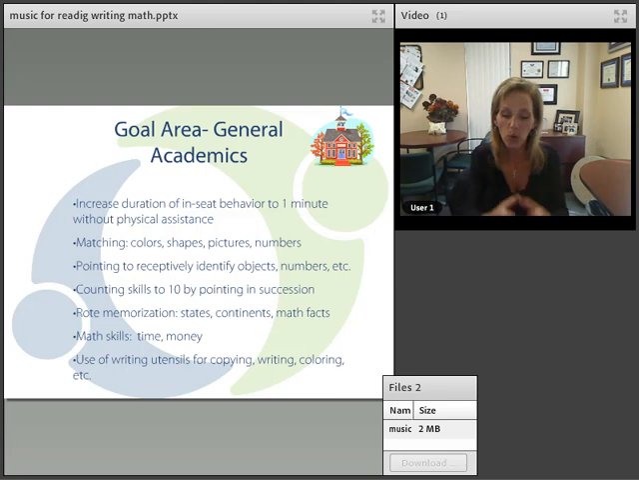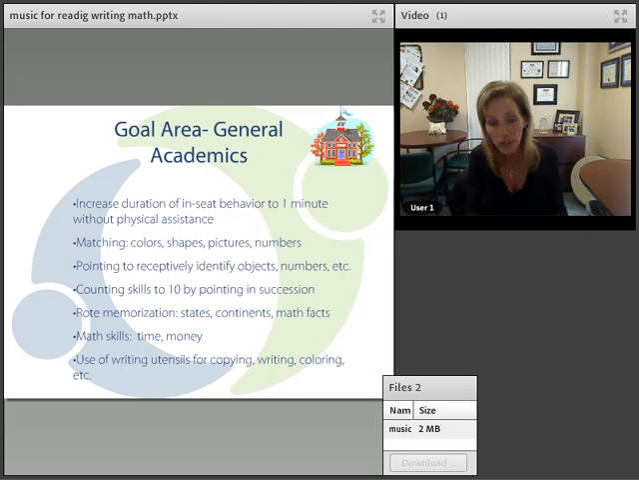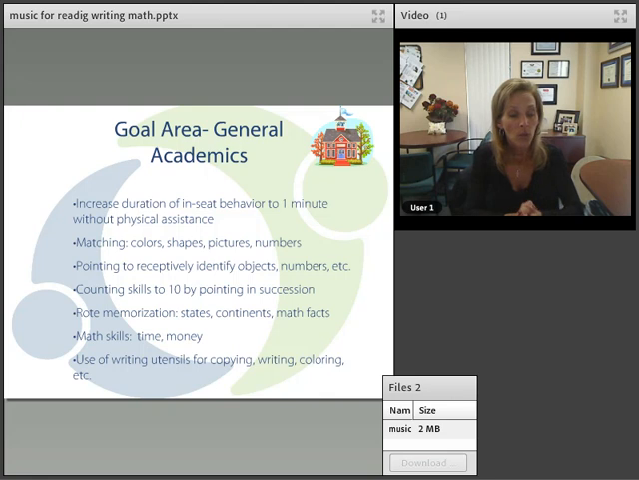So we can work on increasing their ability to sit in the assigned area through music and then slowly fade out the music, whereby then they have to listen to a story and then bring the music back, and then maybe they have to sit until we do calendar time and then bring back the music. We can use music for a goal of matching colors, shapes, pictures, numbers by using a variety of folder types of activities, which I'll be giving you a reference for.